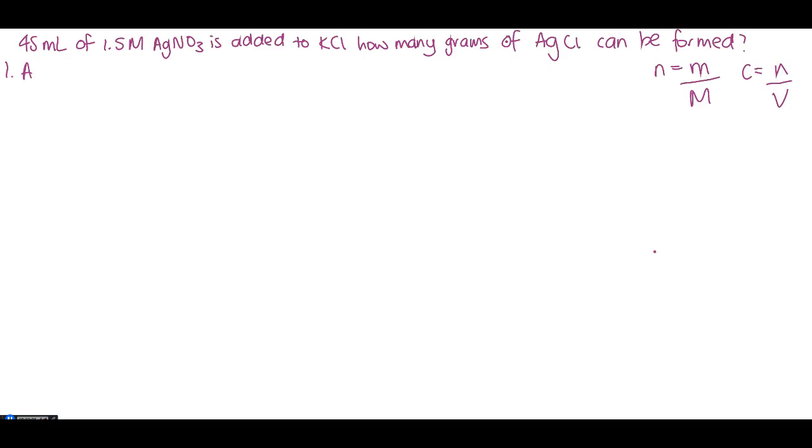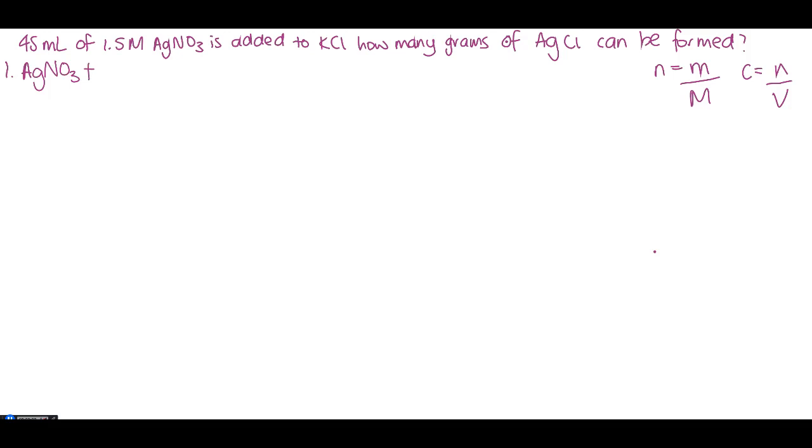So we've got our silver nitrate plus our potassium chloride, which goes to create our silver chloride plus our potassium nitrate. Now this equation is balanced, so we can move on to the second step, which is what do we know?